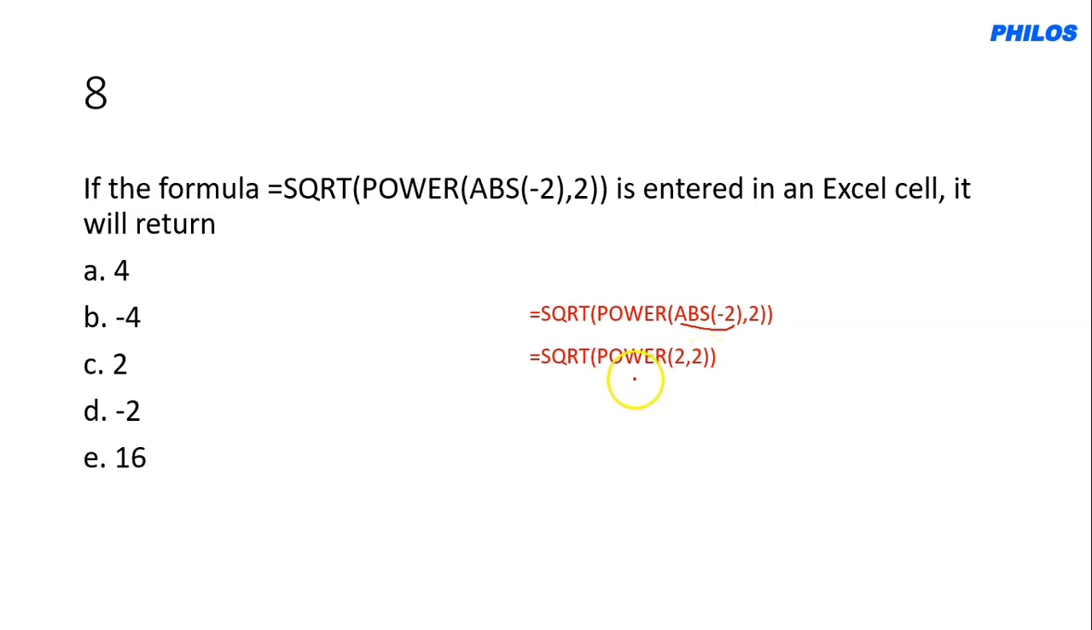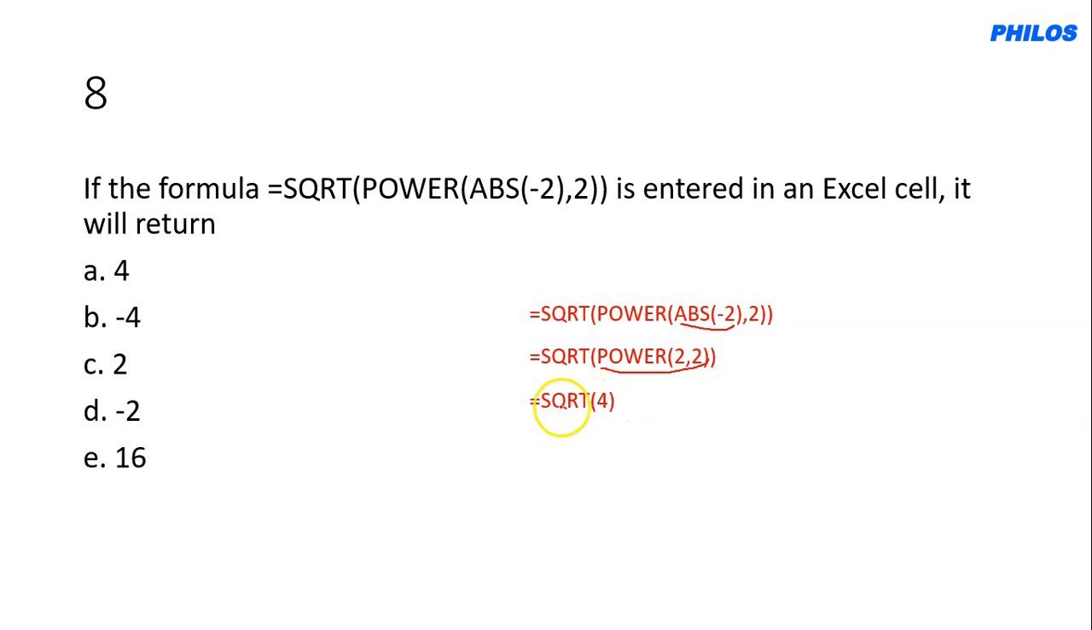Okay, now when we say power into bracket 2, comma 2, what does it mean? Anytime you have power into bracket, let's say 3, comma 2, it means 3 exponent 2. So when you have power 2, comma 2, it means 2 exponent 2. If you have power 4, comma 2, it means 4 exponent 2. So 2 exponent 2 will give you what? 4. So you have SQRT 4. Meaning the whole of power 2, comma 2 gives you 4.